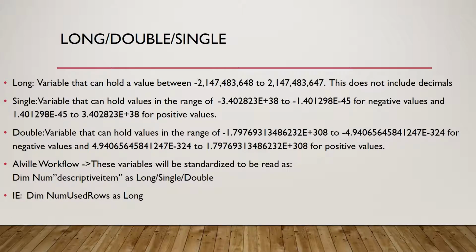Next, we are going to look into the long, double, and single variables. These variables will be used when dealing with numbers in macro Excel coding. Their values are stated on the slideshow. Alville workflow will be: these variables will be standardized to be read as theme, number, descriptive item, as long, single, or double. For example, when we are going to make a declaration for used rows in a sheet, we are going to use dim, num, use rows as long.